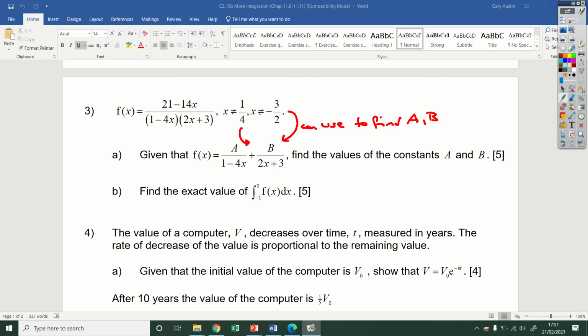Okay, so I'll give you that much. Don't be put off by the fact that that's telling you not to use a quarter and minus 3 over 2. You can, once you've got rid of these denominators that cause the problem there. And then once you've done that, we're now integrating these, and it wants the exact value of the integral from minus 1 to 0 of f of x dx.